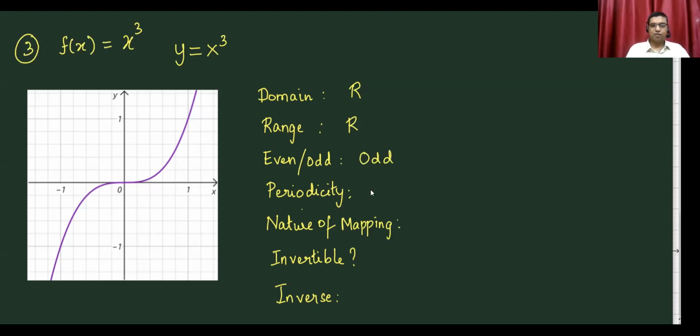All functions with odd powers. Periodicity: it is not periodic. Nature of the mapping: bijective. Very good. It is 1-1 and onto, as we discussed in these examples, so it is a bijective mapping. So you don't have to put restrictions on the domain and range. It is invertible because it is bijective.